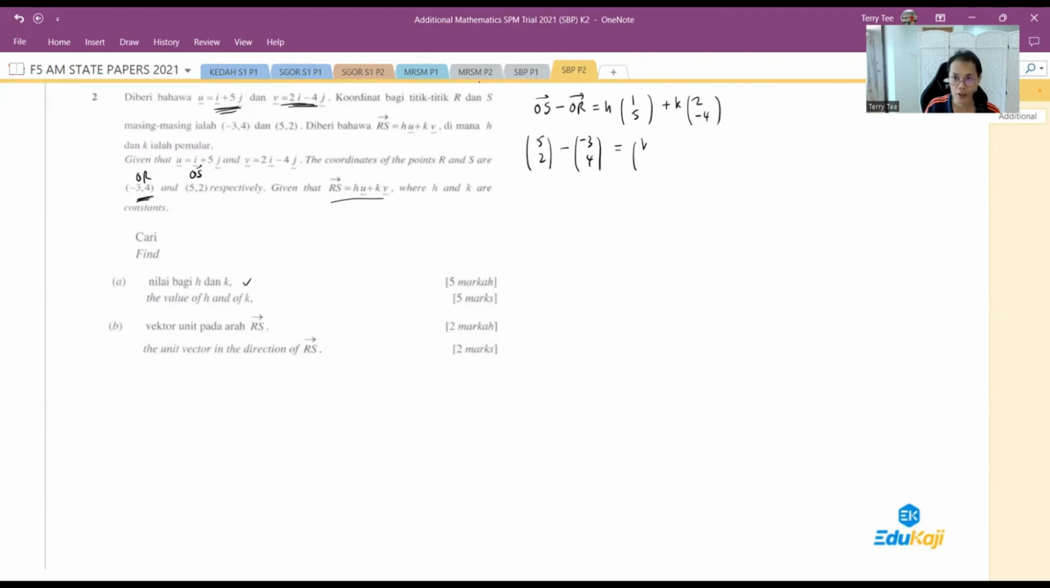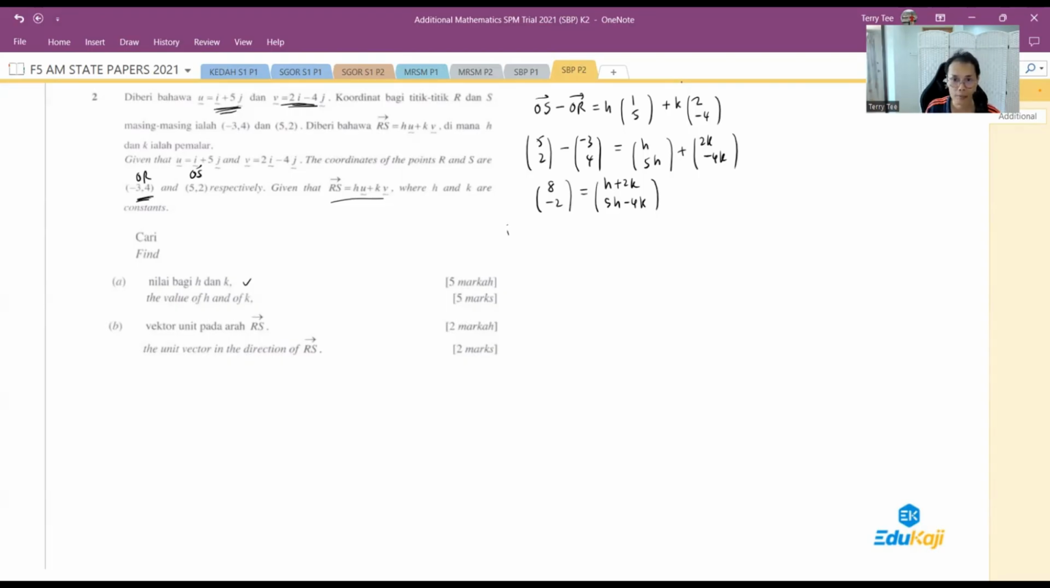h times 1 is h. Okay, I'll do it a bit slower. This is 5h. This is 2k, and -4k. I think it's better to write step by step. Step 2, we combine: 5 minus -3 is just 8, and 2 minus 4 is -2. And this is h plus 2k, 5h minus 4k. All right, so here we can form two equations and solve them simultaneously.